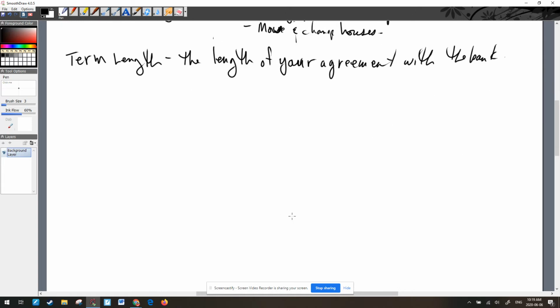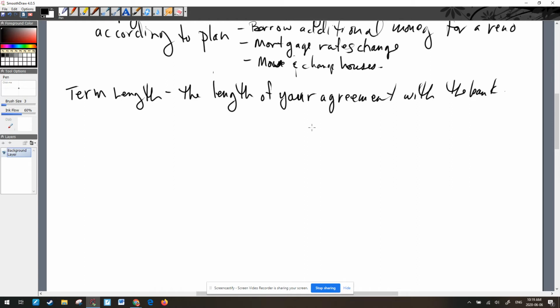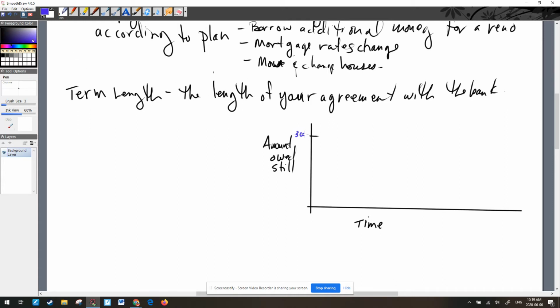Okay, so I'm going to do a really quick little diagram to help show what's going on here. So along the base here we have time, and over here we have the amount still owed, right? So, you go out and you borrow 300,000, let's say, and you start paying it off.